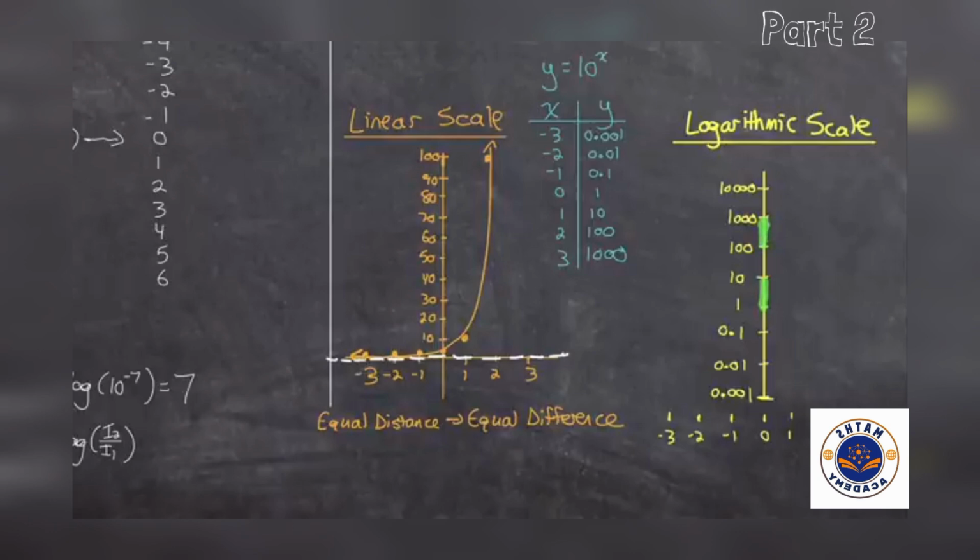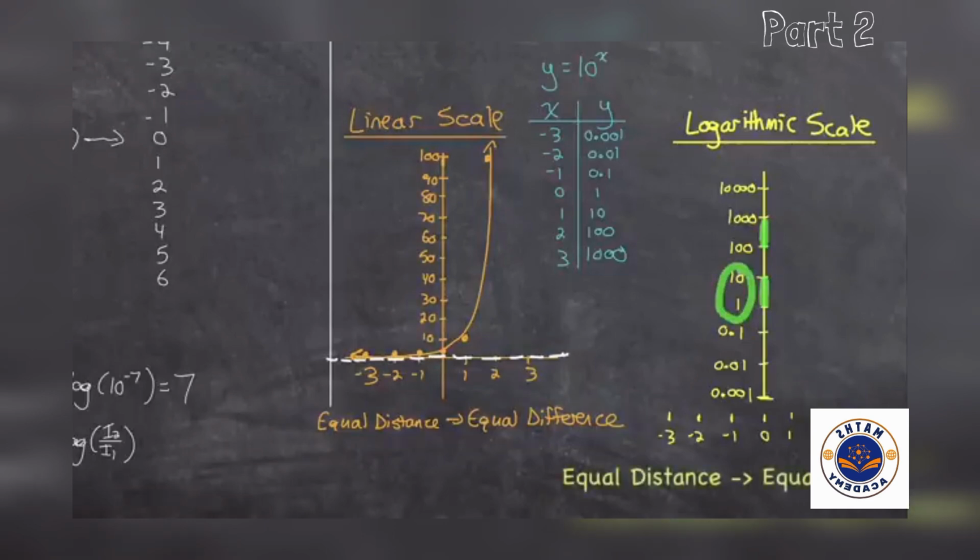they're an equal distance apart, but their difference is not equal. This difference is 9, but this difference is 900. The difference isn't equal in a logarithmic scale, but the ratio of the numbers is equal for points that are equidistant apart. So those points that are equal distance apart, the ratio of 10 divided by 1 is 10, and the ratio of 1,000 divided by 100 is 10. So in a logarithmic scale, these numbers are going up by a factor of 10 each time.